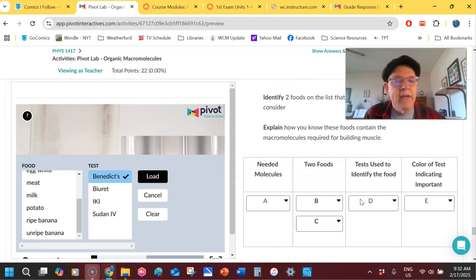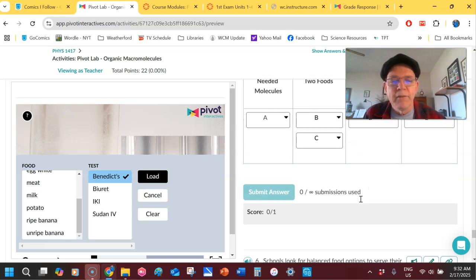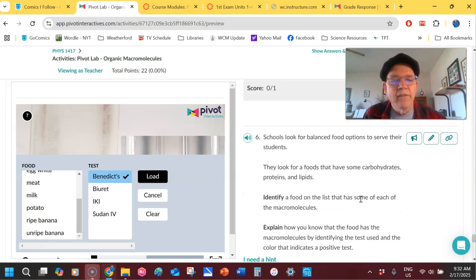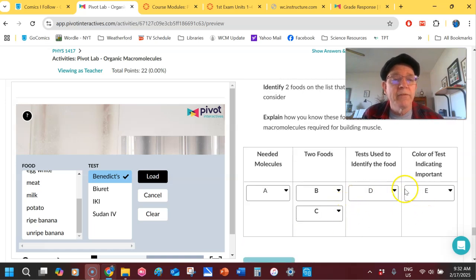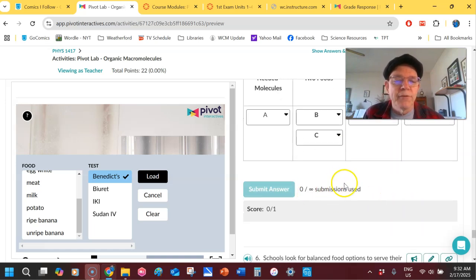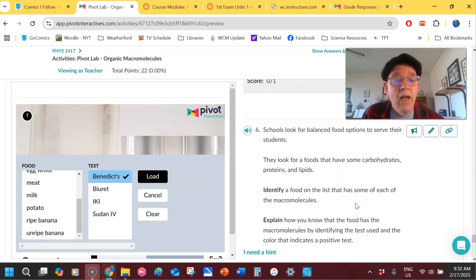That one's going to be a little difficult because once again, the Biuret and the Sudan 4 tests are not real dramatic changes sometimes. So these last two here would be a little more difficult. But once again, we'll give you some choices here. So in case you get it wrong the first time, you can try it again. All right.